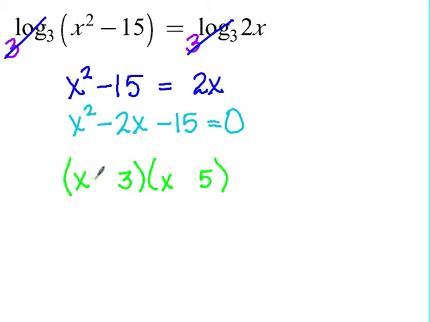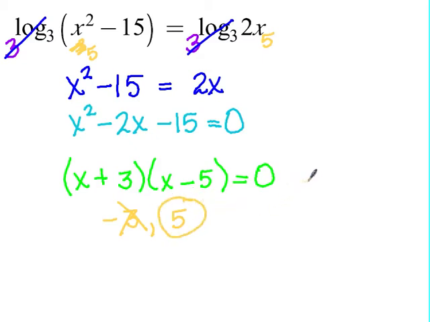Where did the signs go? Okay, so then now your solution here is negative 3 and positive 5. So let's plug in. If I plug in negative 3 up here, do you get a positive number or negative? A negative, so that's out. If I plug 5 in up here, do I get a positive? Yes. So that is an answer.